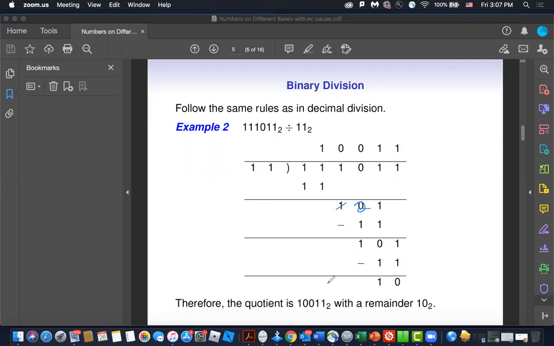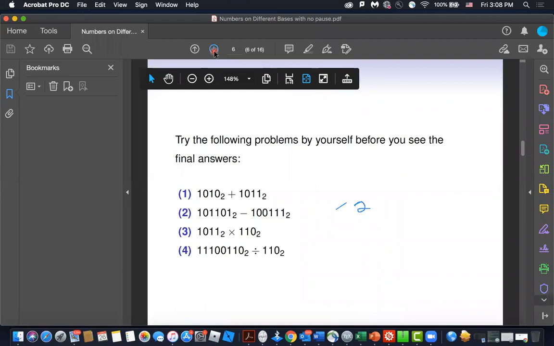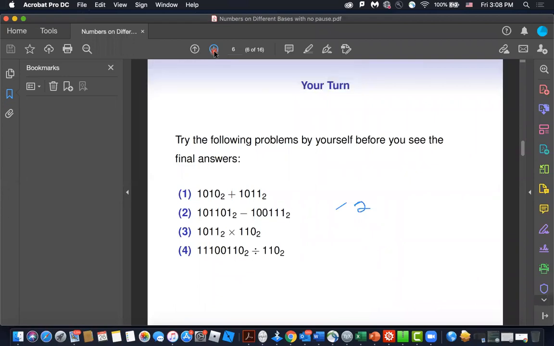So the answer is we have the quotient on the top, so that is the quotient here. And we have the remainder on the bottom. And remember, all of them are based on 2, so don't forget to put the subscript there in your homework. Again, you can pause the video anytime you want, and you can go as fast or as slow as you want.